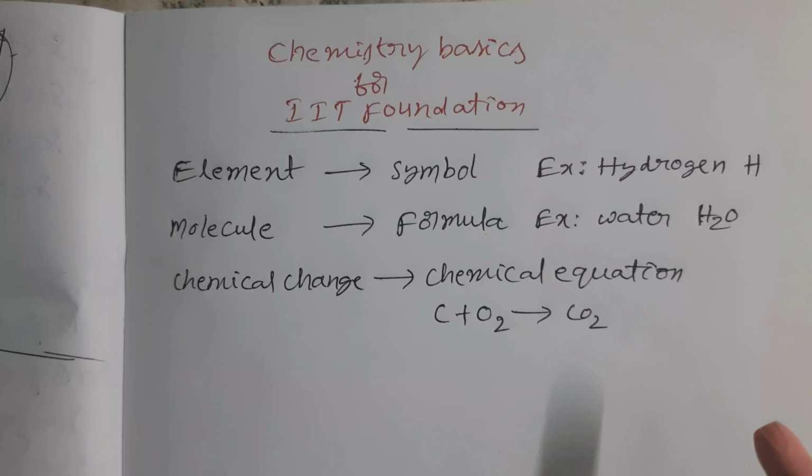Chemistry basics. Here, for IIT Foundation, we are discussing element. Element means the simplest form of a substance. Substances are of three varieties: solid, liquid, gas state. Solid means pen, book, wall; most of the substances are solid in state.